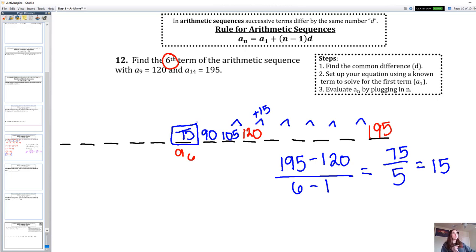All right, again, if you want to see more examples of solving for D and using that value, watch the next video. If you think you have a good grasp on it, you're good to go and you can go ahead and start the assignment.